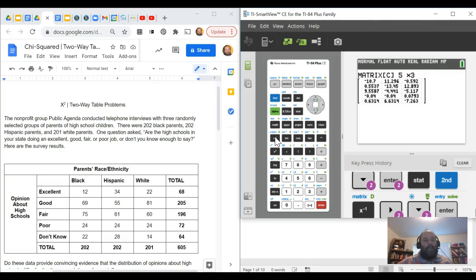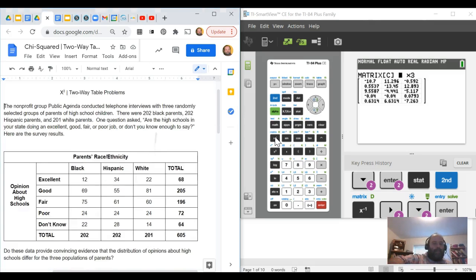The Hispanic number for excellent is way high. I get 11.2. The white number for good is about 12 over the top, and the black number for excellent is below by about 10.7. So that will help you pinpoint some of the places. And the Hispanic number for good is down below by 13. So it can give you a way to be conversant about the data after you've determined that it's not independent.